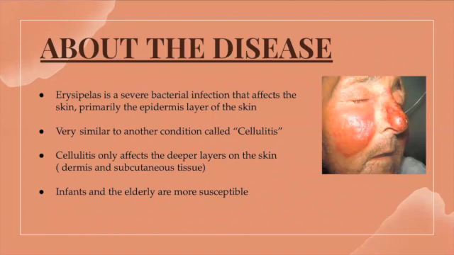What exactly is erysipelas? Well, erysipelas is a severe bacterial infection that affects the skin, primarily the epidermis layer of the skin. It's actually very similar to another condition called cellulitis. The only difference between these two is that cellulitis only affects the deeper layers of the skin, such as the dermis and the subcutaneous tissue. It's also worth noting that infants and the elderly are more susceptible towards erysipelas.